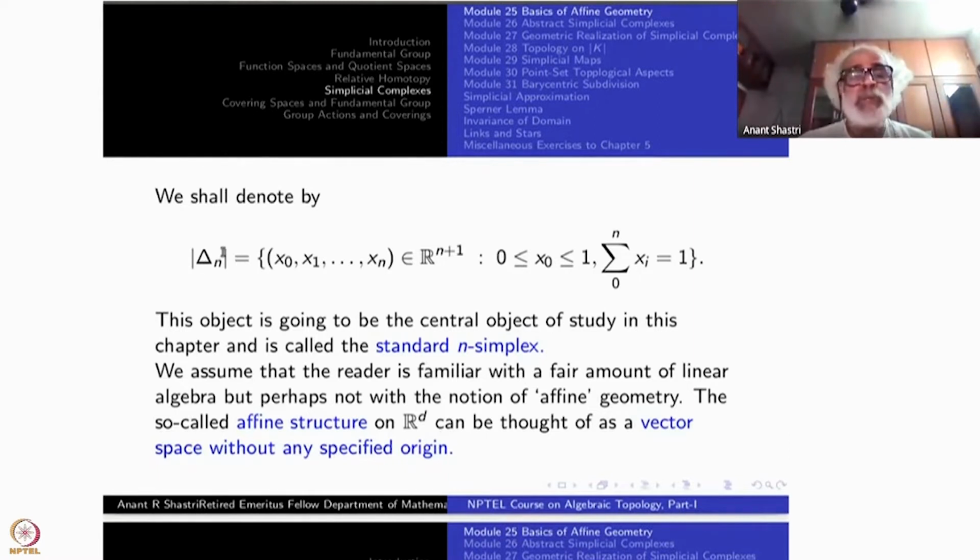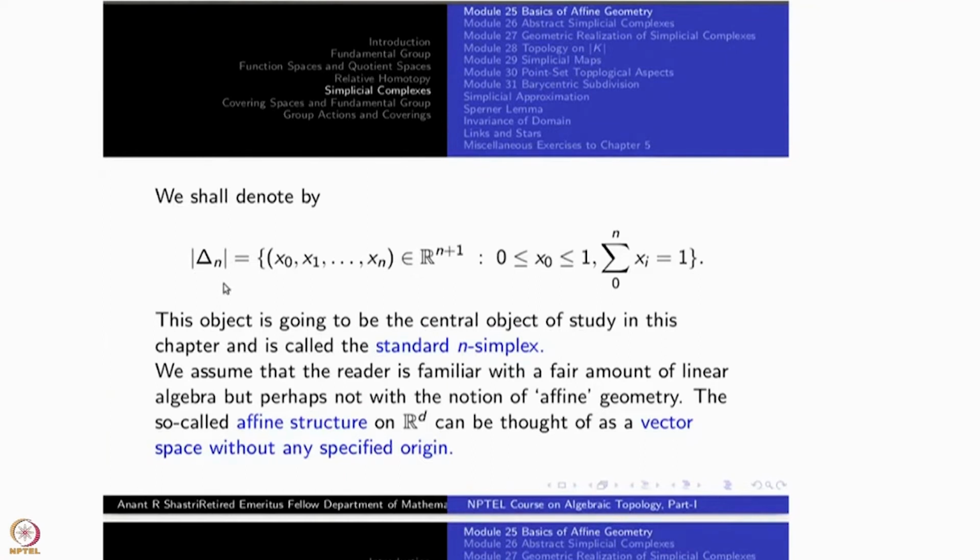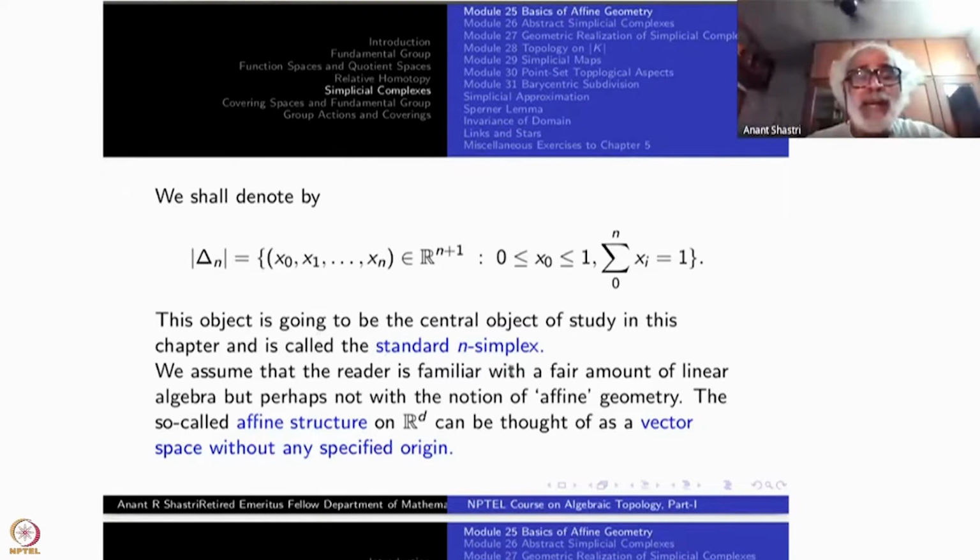You may wonder why this mod and so on, why not just delta n? Soon we will see all this. Later on, when you get familiar with this, maybe you can just write delta n for this one. And this space is called the standard n-simplex. Why this n instead of n plus 1? It is very immediate because the dimension of this affine subspace is n. So this is a subspace of R^{n+1}.